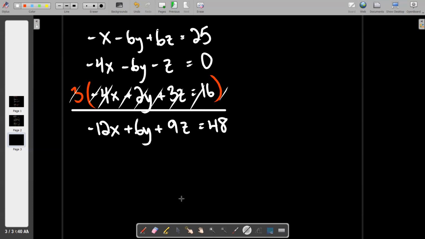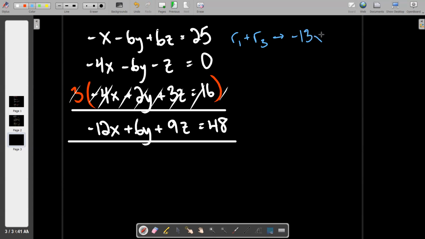Okay, and it's time. So let's do what we do. Who's going to be our first row combination? I agree. So let's do row 1 plus row 3. And what are we going to get? Negative 13x. How many y's? Of course, they cancel. How many z's? And then 25 plus 48 is 73.